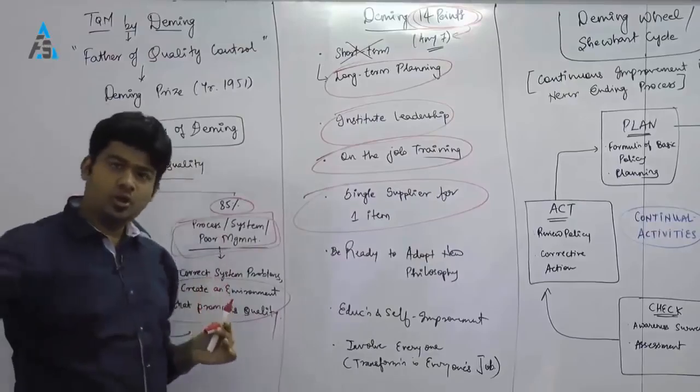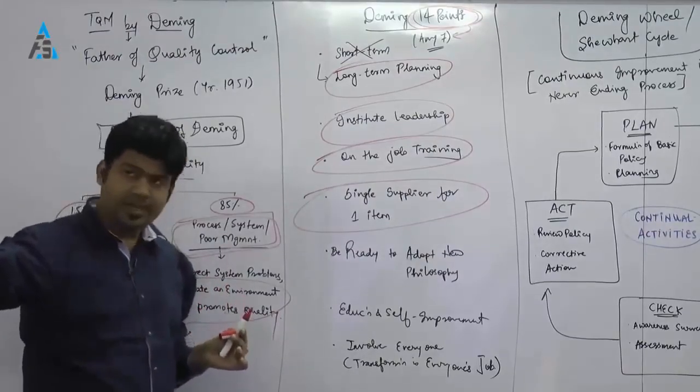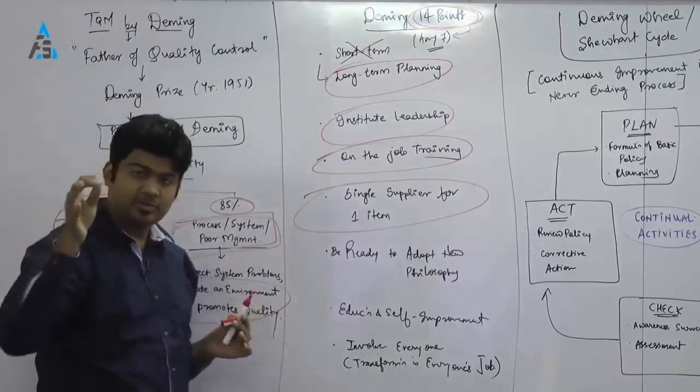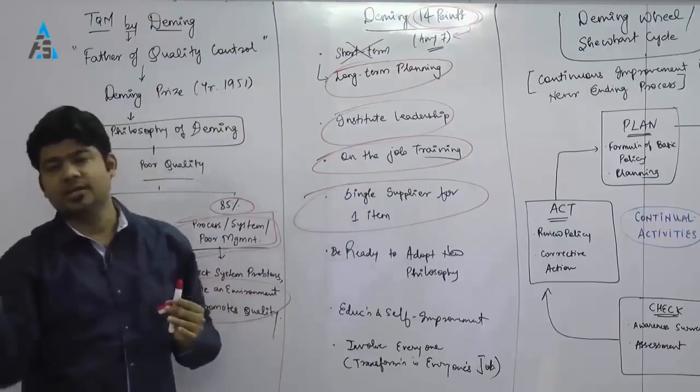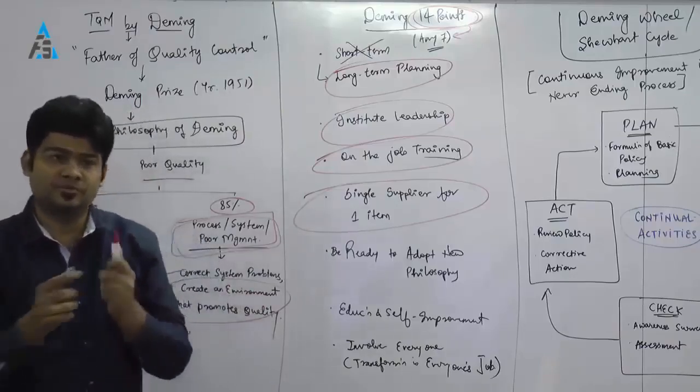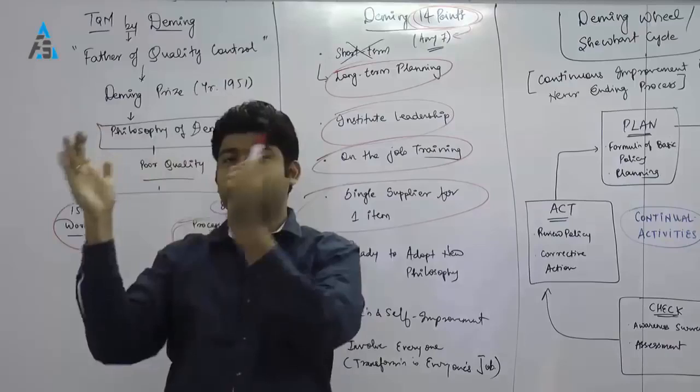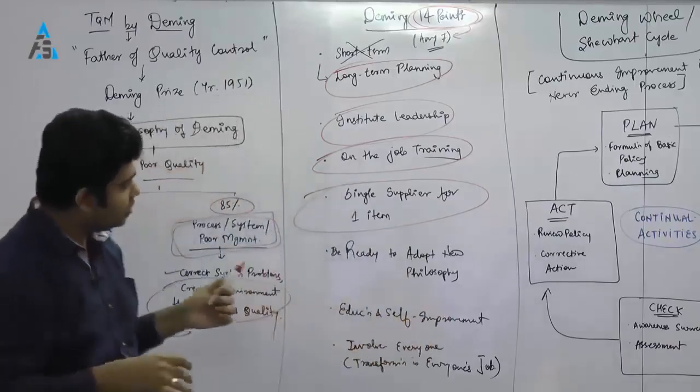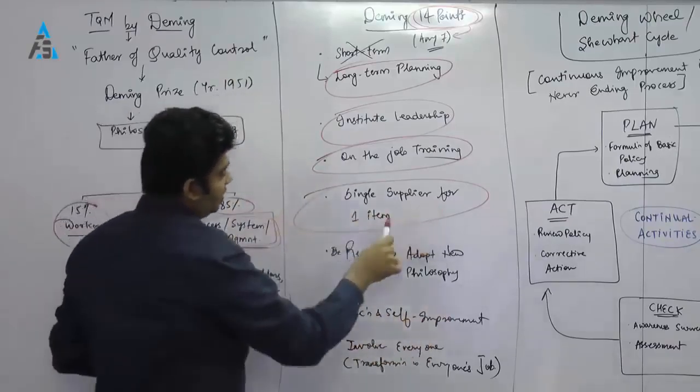So I should order that plastic, which is my raw material, only from one supplier. It should not be the case that for making the same pen, the plastic is coming from 10 different suppliers. No, that should not be the case. So single supplier for one item.